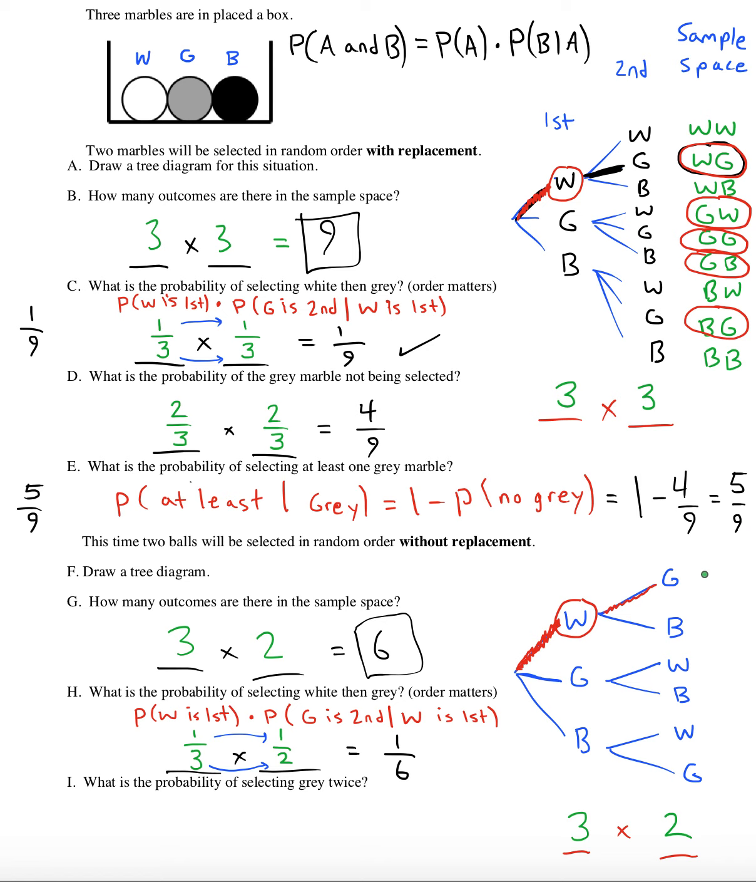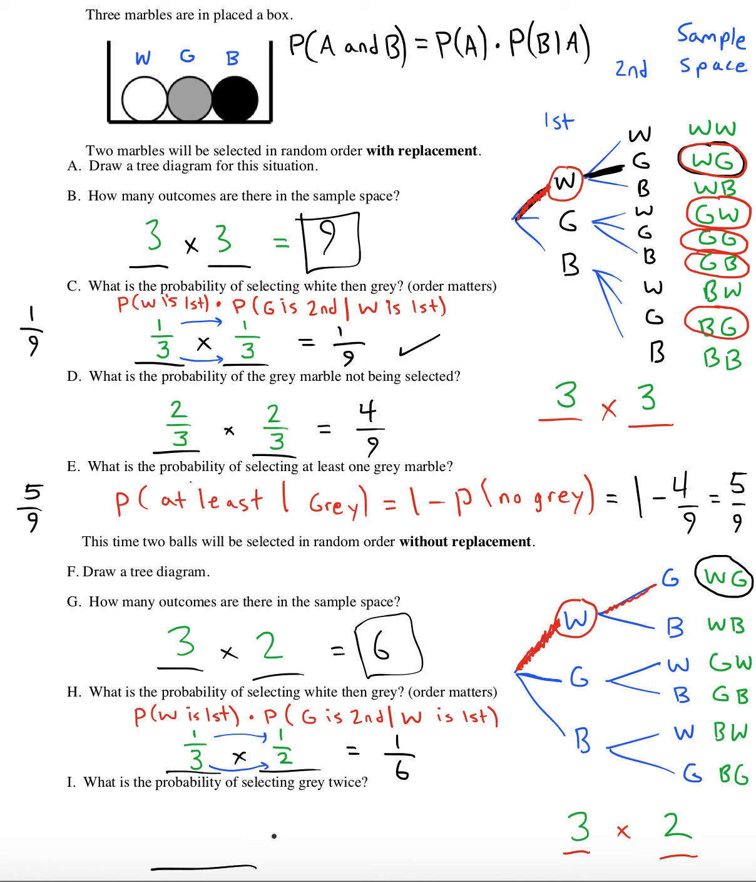Does this agree with the outcomes that we see in the sample space? How many successes do we have for white then gray? Just 1 success. It is this one. Okay, great. So apparently the multiplication rule does work. And we should now try to find the probability of selecting gray twice.